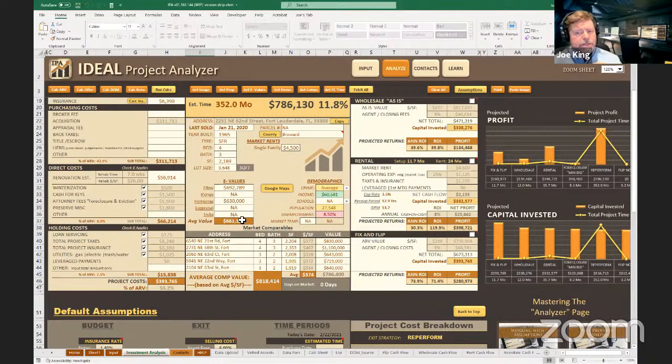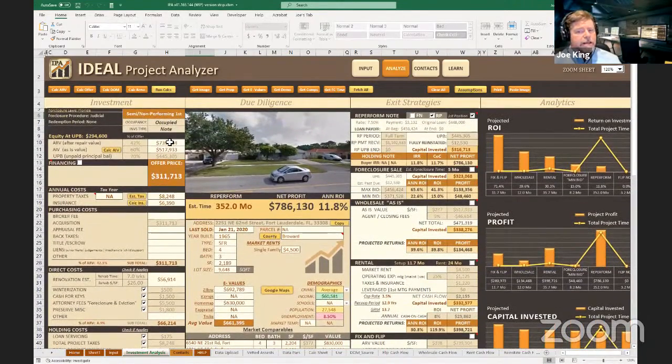What we do from here is we take an average of what Zillow's given us and what the comps are giving us, and we arrive at an ARV, or an after repair value. Now, this doesn't mean that this is an as-is value or anything like that. It means that this is the average after repair value of this asset based on the comps in the area.